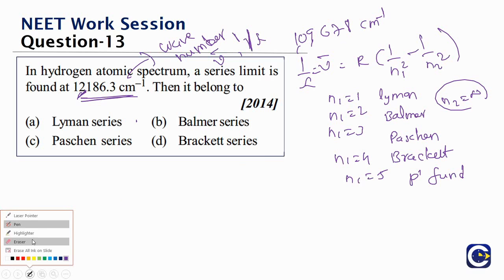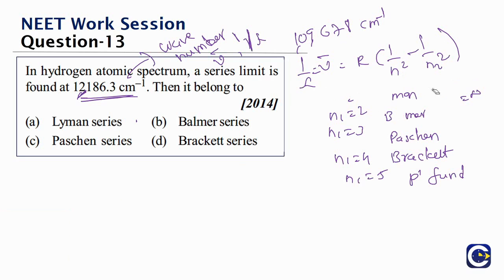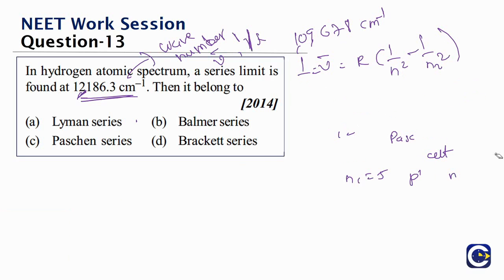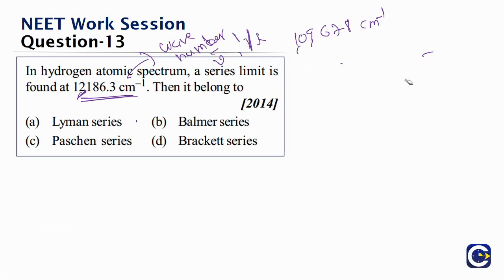When we round it off, what is the scenario here? We are looking at the series limit, which means whichever series we are talking about, the value of n2 is fixed. n2 will be infinity. We are given the value of the series limit, which is 12,186.3 centimeter inverse.